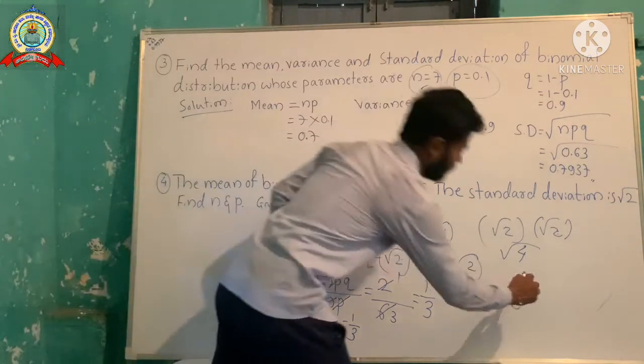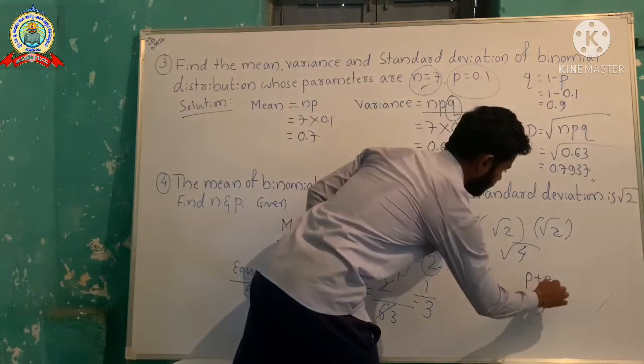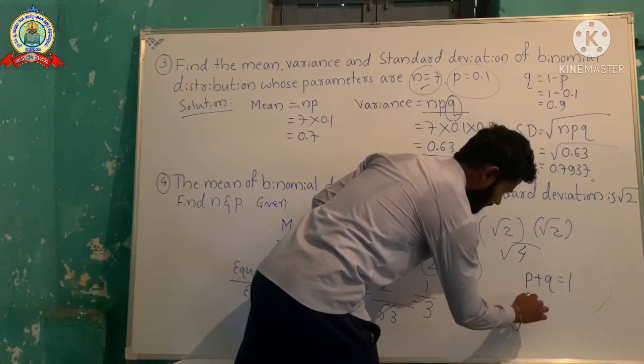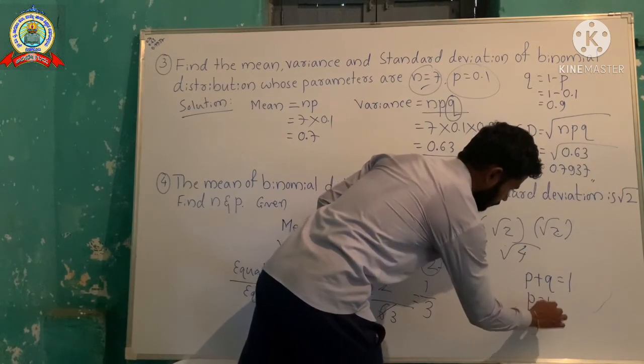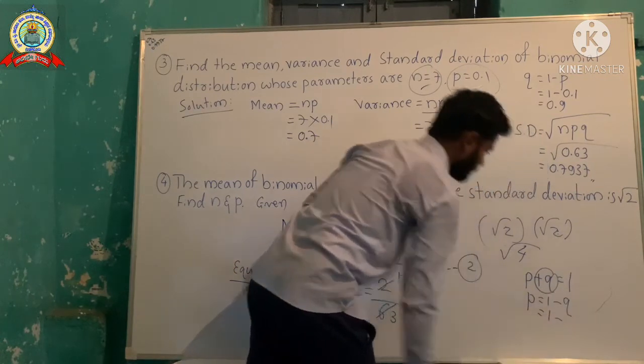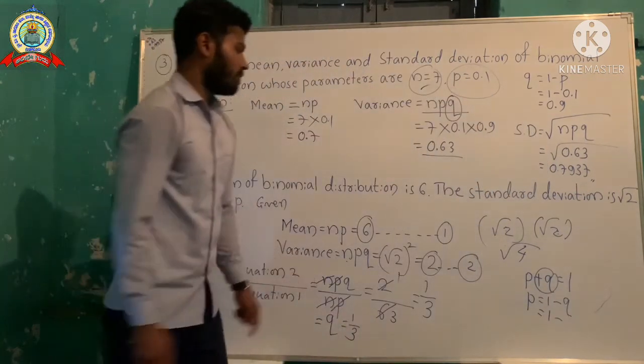Simple. So p plus q is equal to 1, but in this problem the p value is not given, so p is equal to 1 minus q. Okay, so 1 minus, so what is the q value? 1/3. So 1/3.